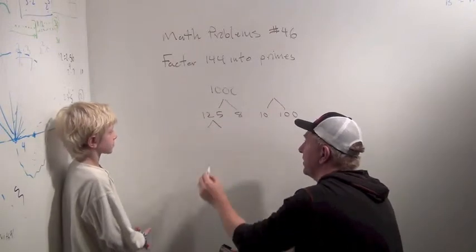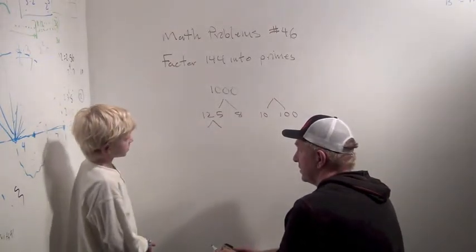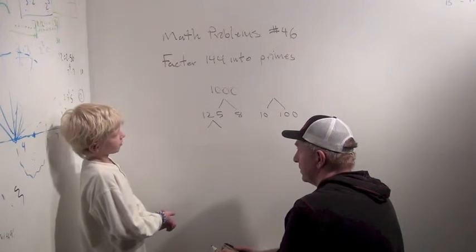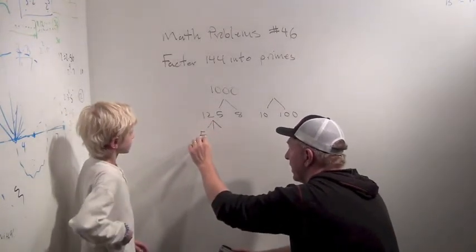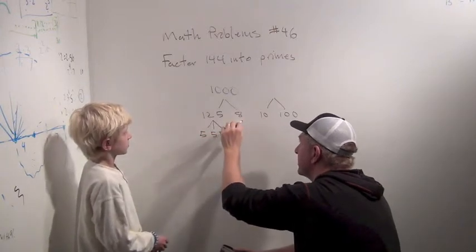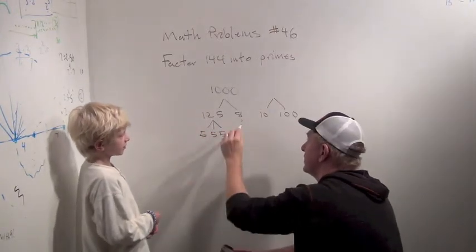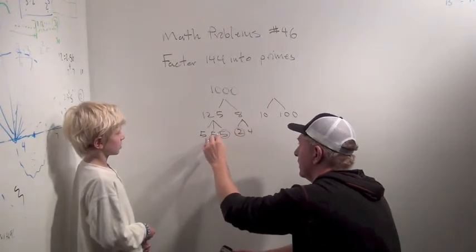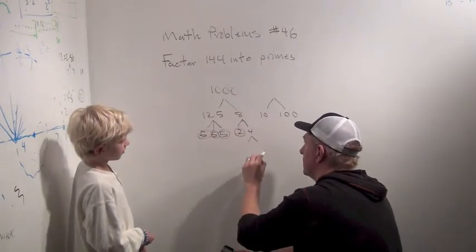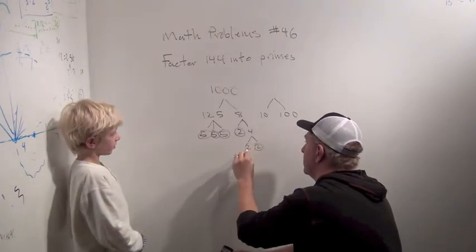Because what does 125 factor into? It's 5 cubed. Oh, 5 cubed. We can factor it right away into 5 times 5 times 5. What does 8 factor into? It factors into 2 times 4, and now that's 2 times 2, like that.